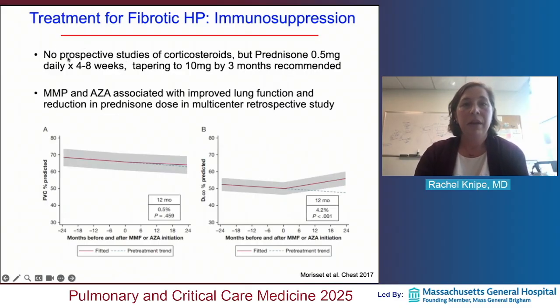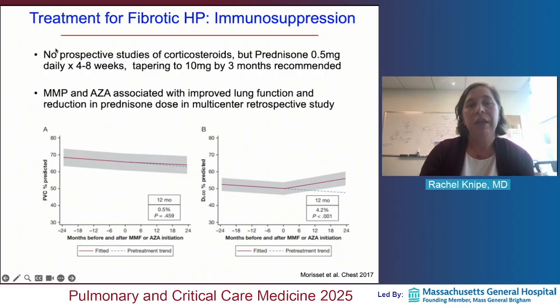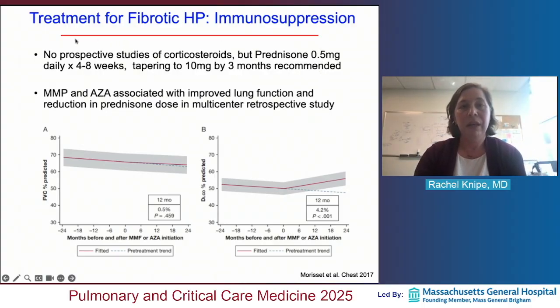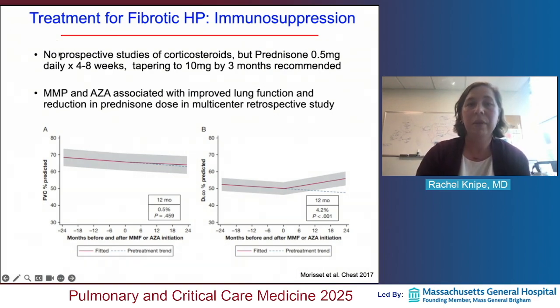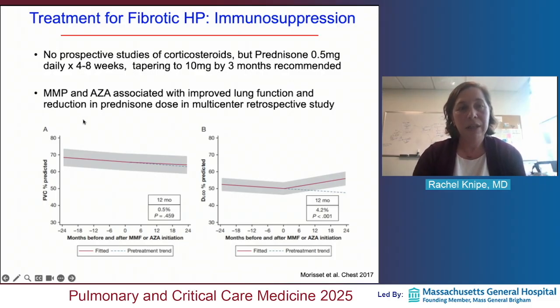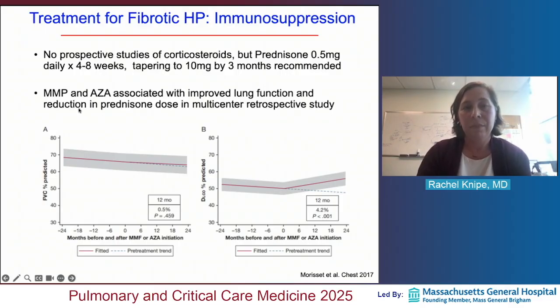And there have been, as I mentioned, no prospective studies of corticosteroids, but generally, even in fibrotic HP, it's still recommended that prednisone at a similar dose, 0.5 mg per kg per day for an initial 4 to 8 weeks, followed by a tapering down to a lower dose, like 10 milligrams by 3 months, is recommended. And there have been some studies with use of steroid-sparing agents like azathioprine and mycophenolate, which have been associated with improved lung function and reduction in prednisone dose.